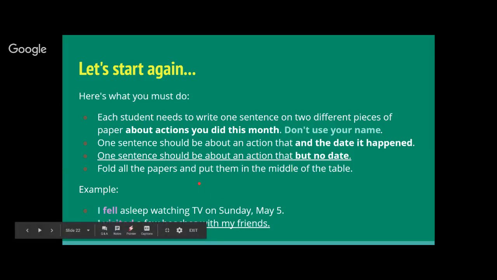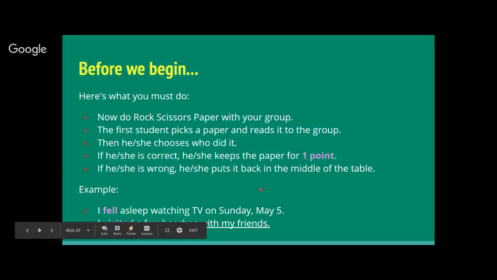Okay, so let's go ahead and go on. So now, if you're watching this video with a group or some partners, go ahead and do rock, scissors, paper. And the winner picks a paper and reads it to the group. Then the winner chooses who did the action. That's why we don't write the person's name. We don't write our names.